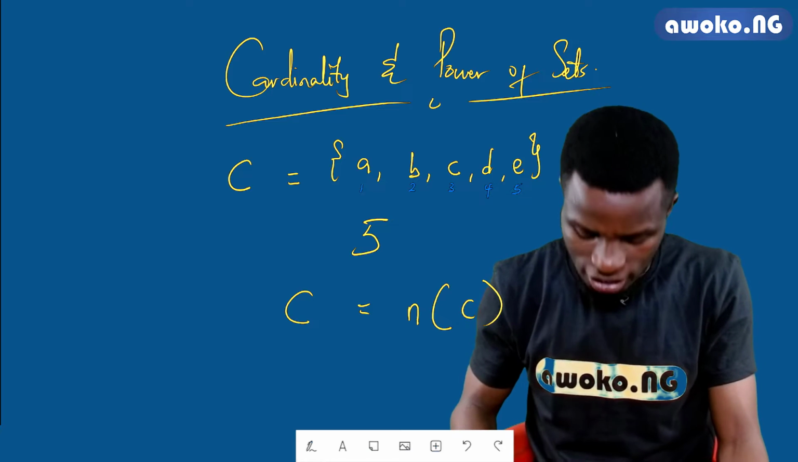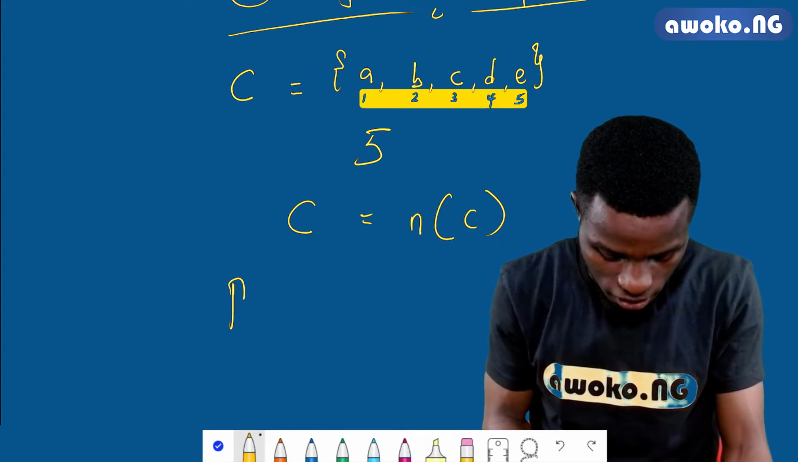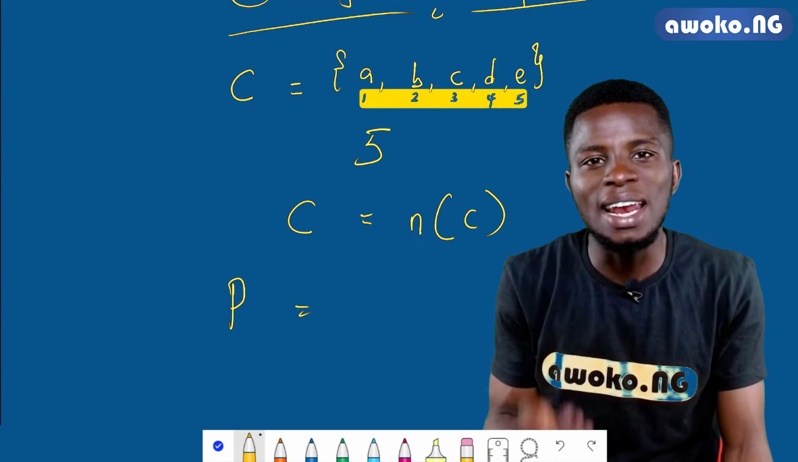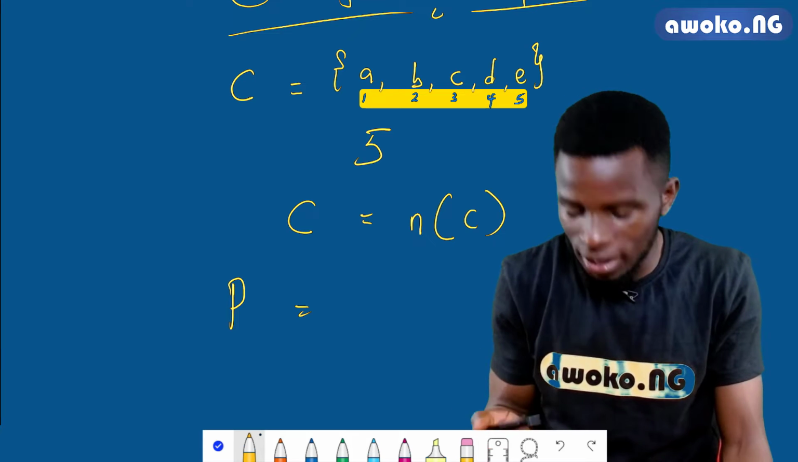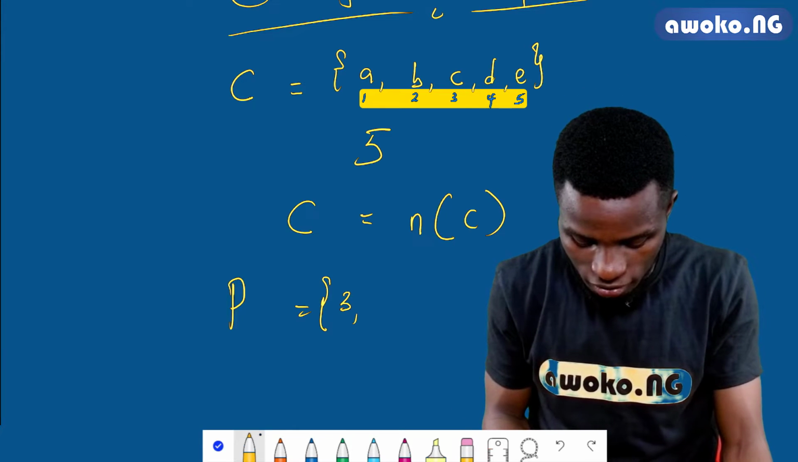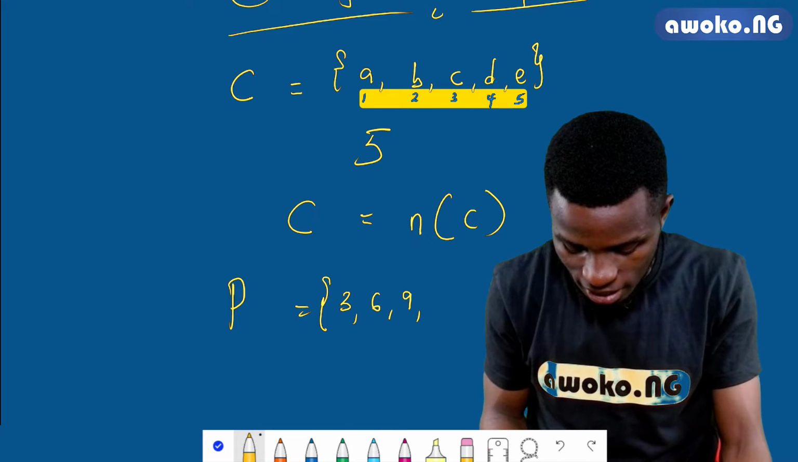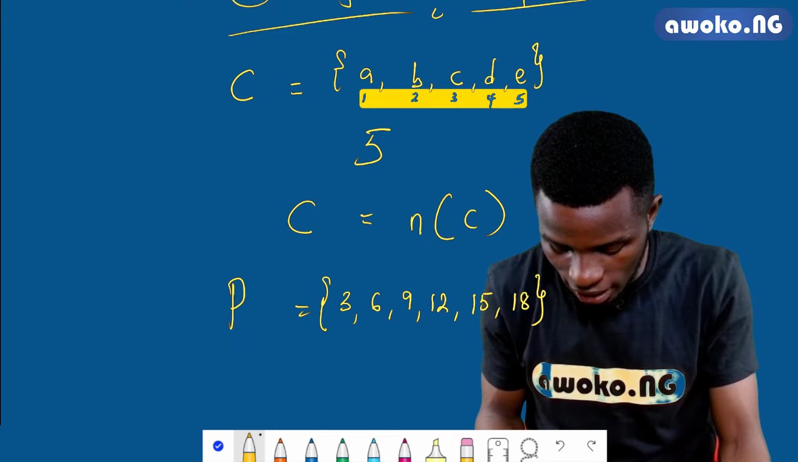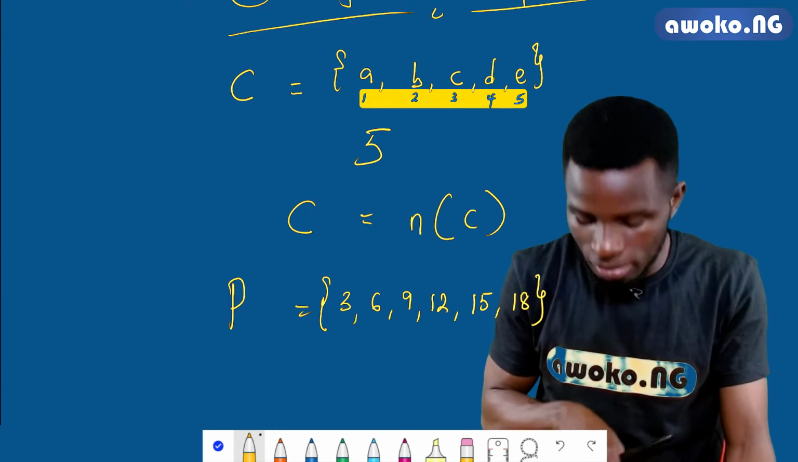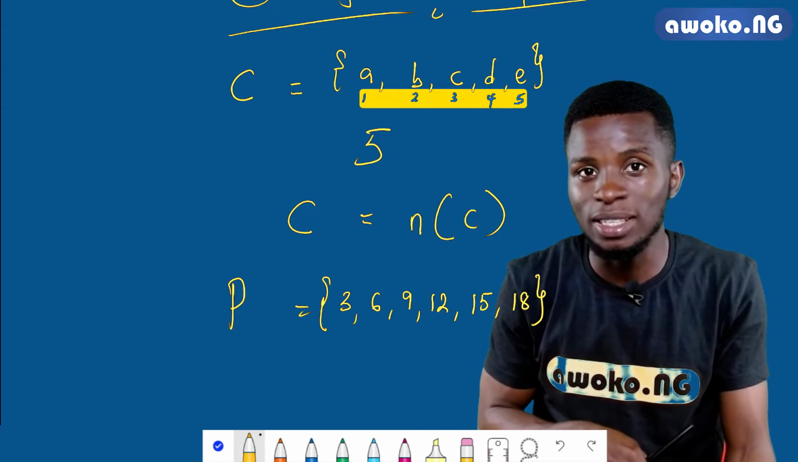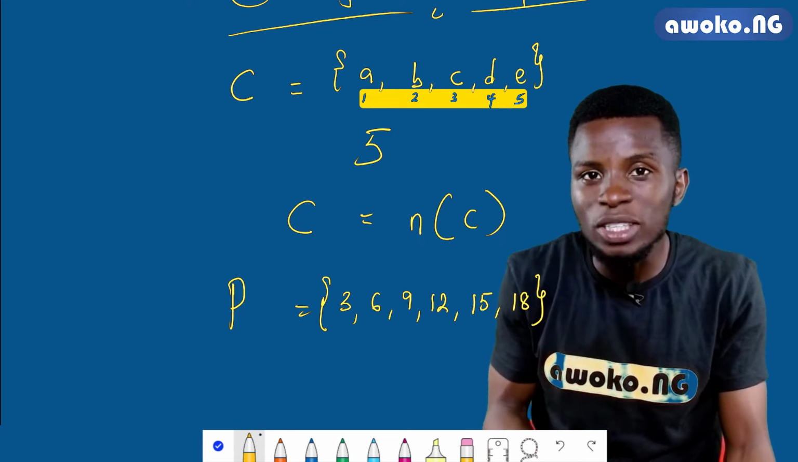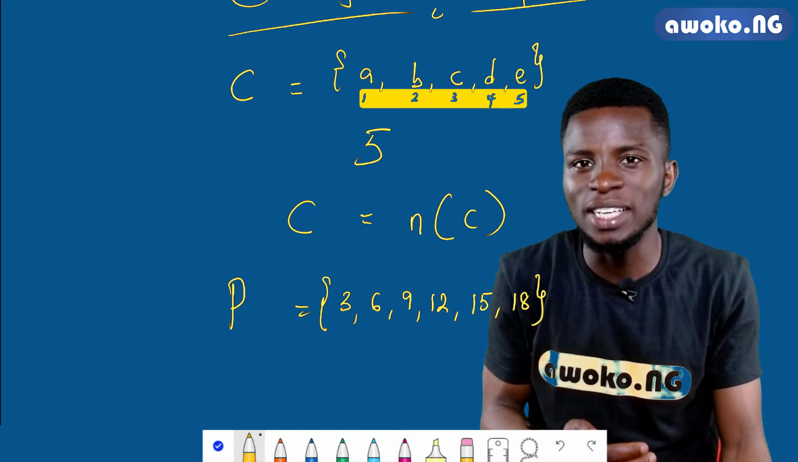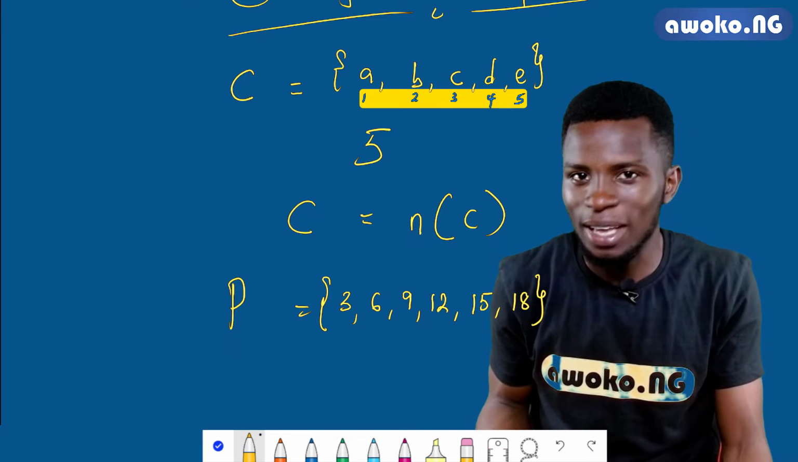Okay, for instance, let's take an example. If you have set P, which is equal to the multiples of 3 less than or equal to 20. So by counting, we have 3, 6, 9, 12, 15, and 18. These are the elements contained in this particular set P, which forms the multiples of 3 less than or equal to 20. So we are asked to find the cardinality of this set P.